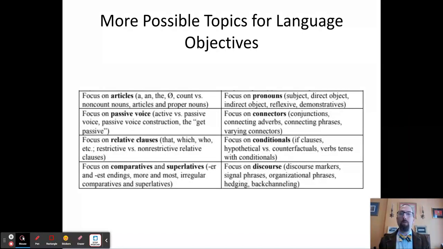Articles in English are always a challenge for English learners, so you can always focus on those. The pronoun system of English can also be challenging. The use of passive voice, different connectors, looking at relative clauses, focusing on conditionals such as our if clauses, focusing on comparatives and superlatives, and then different discourse markers that your learners may need to use.